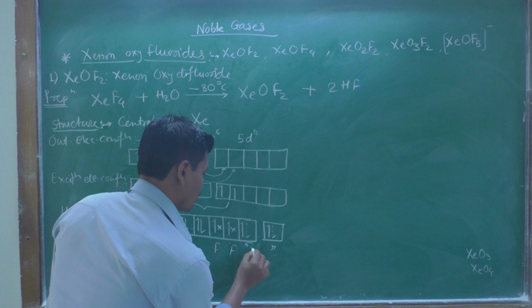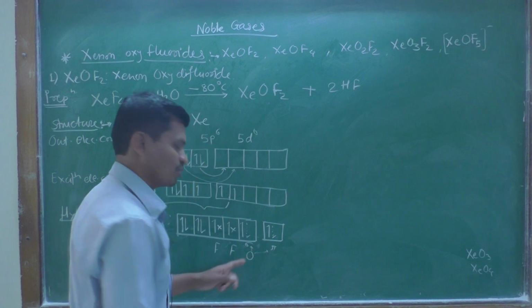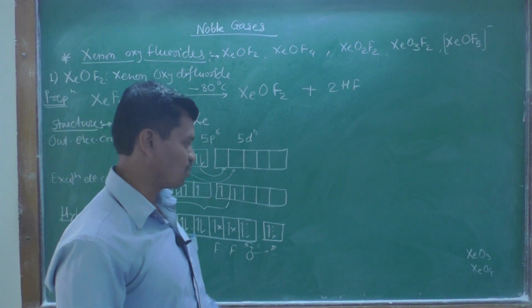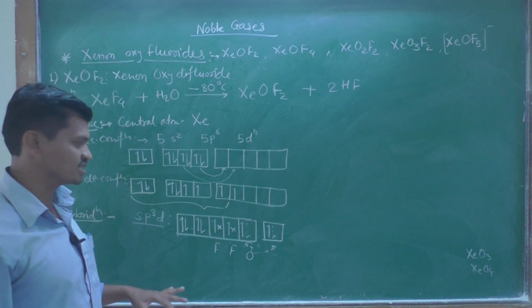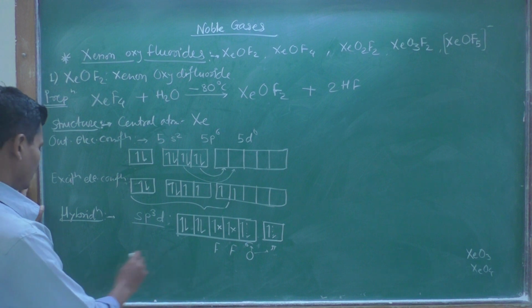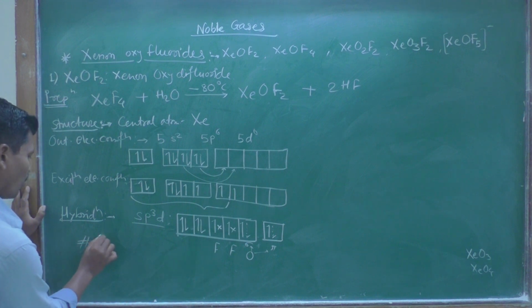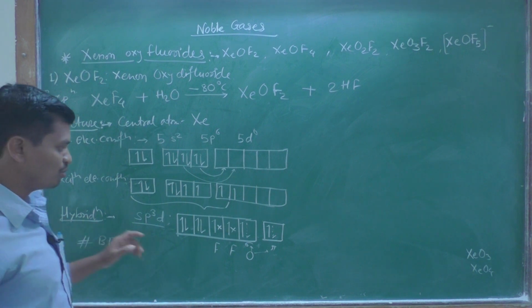So both these bonds are formed by the oxygen atom. One is a sigma and another is a pi bond. Now these are sp3 hybrid orbitals. Now we will count the number of bond pairs. So how many bond pairs are there?